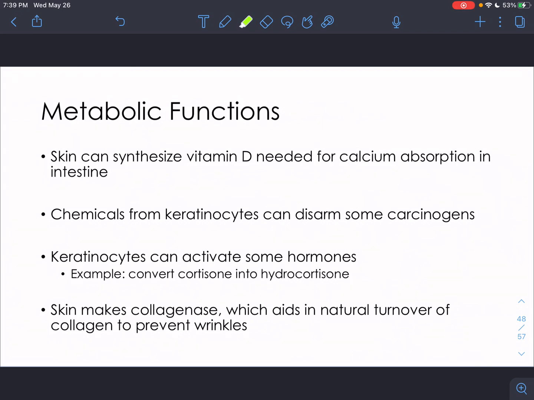Metabolic functions. So skin can synthesize vitamin D, which is needed for calcium absorption in the intestine. So it's really important. Chemicals from keratinocytes can disarm some carcinogens. Keratinocytes can activate some hormones. And skin makes collagenase, which aids in natural turnover of collagen to prevent wrinkles. And obviously, as you get older, that probably doesn't happen as easily, but metabolic functions are just helping the body do other things.